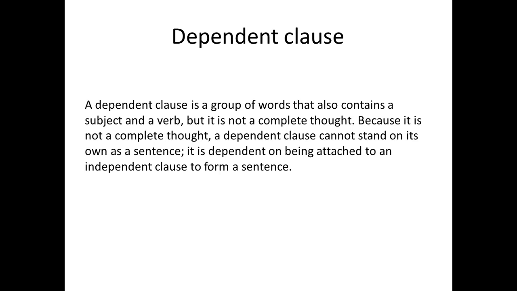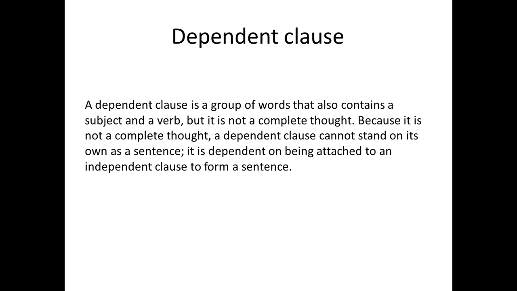Now students, we will see what is a dependent clause. A dependent clause is a group of words that also contains a subject and a verb. But what is the difference from an independent clause? It does not give a complete thought. Because it is not a complete thought, a dependent clause cannot stand on its own as a sentence. It is dependent on being attached to an independent clause to form a sentence.